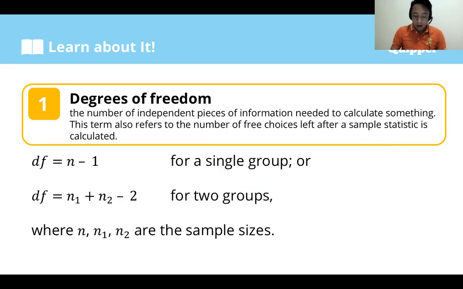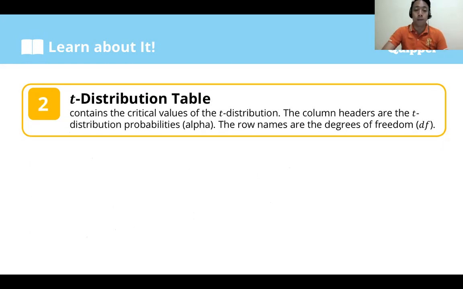Let us first review our second step, which is the degrees of freedom, the number of independent pieces of information needed to calculate something. This term also refers to the number of free choices left after a sample statistic or parameter is calculated, okay? So if we have only one group, we use n minus 1. If we have two groups, then we use n1 plus n2 minus 2, okay? So that is only our review because we already know that from last time.